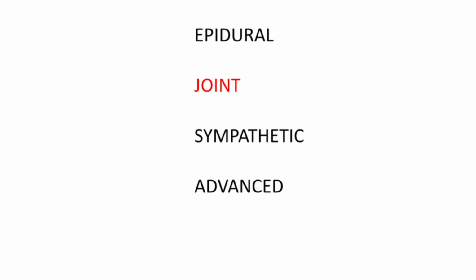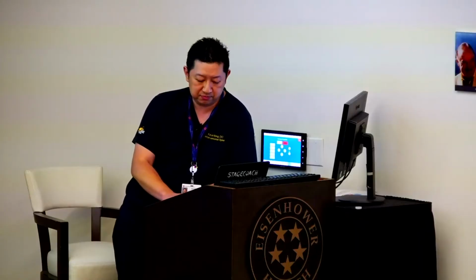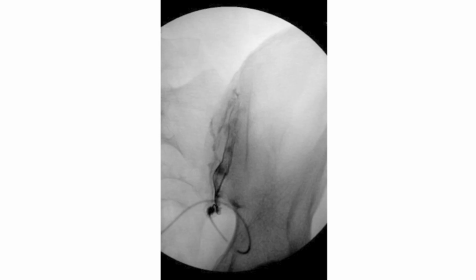Next is joint injection. There are really two major joints in the spine, the facet joint and the sacroiliac joint. So this is a picture of the sacroiliac joint. You can see the dye spread really nicely throughout the sacroiliac joint.